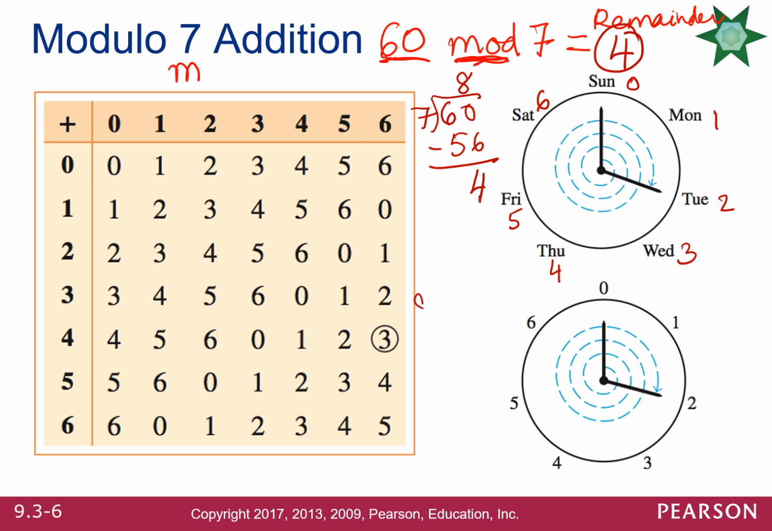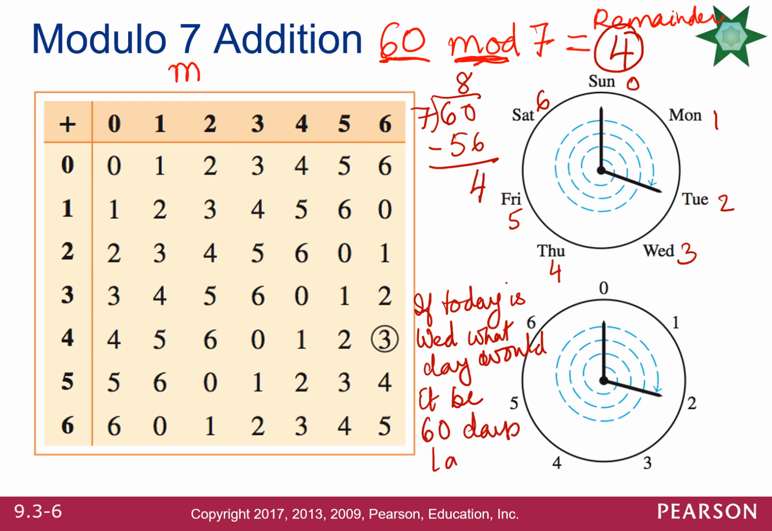If today is Wednesday, what day would it be 60 days later from today? Now we can find the answer to this very easily using modular arithmetic. All we need to do is, it's 60 days, and that's the number 60 that we used here. So 60 mod 7 has a remainder of 4, right?